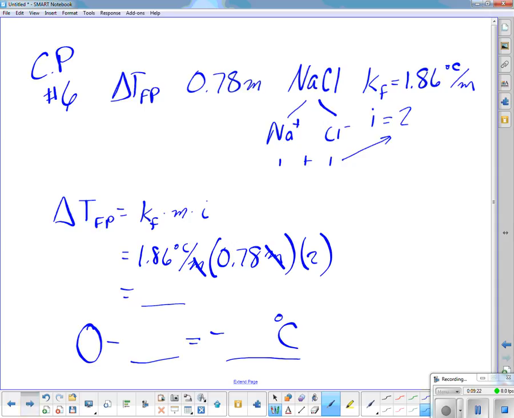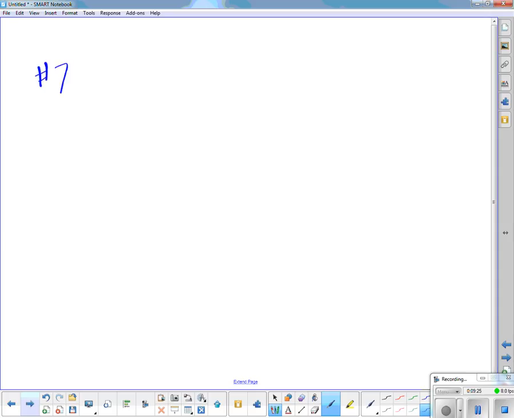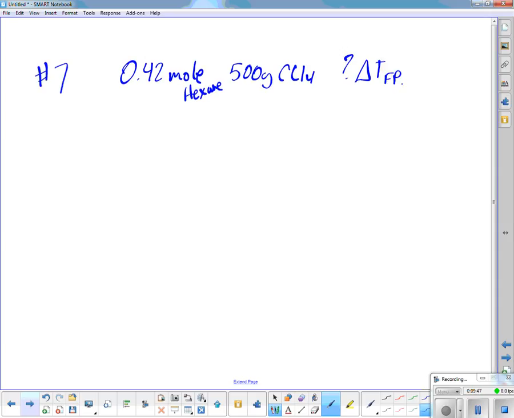Number 7. Same one. Okay, go ahead and read it. By dissolving 0.42 moles hexane in 500 grams of CCl4, what is the change in freezing point versus pure CCl4? Kf for CCl4 is 30.0 degrees Celsius per molal. Okay, hexane, you don't need to know it, but that's what it is.